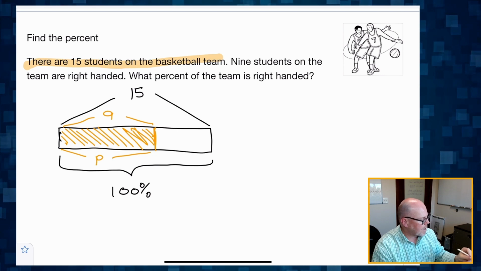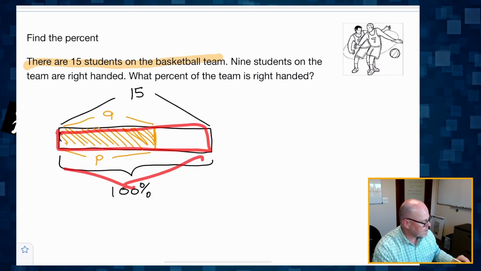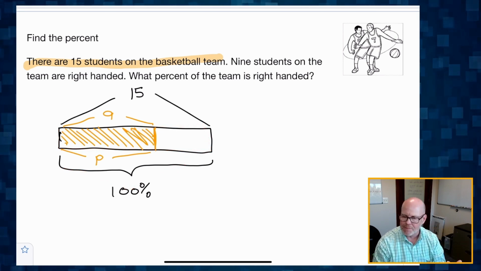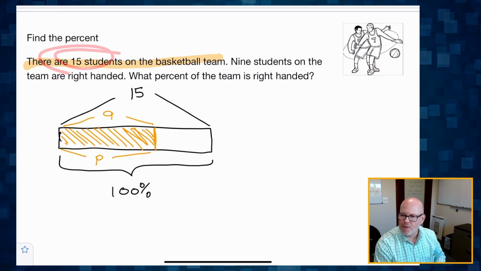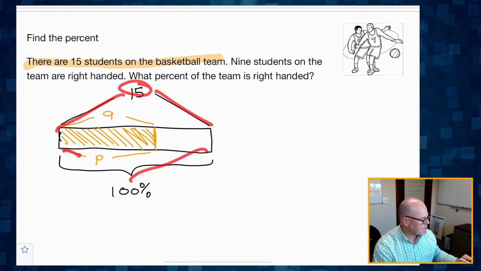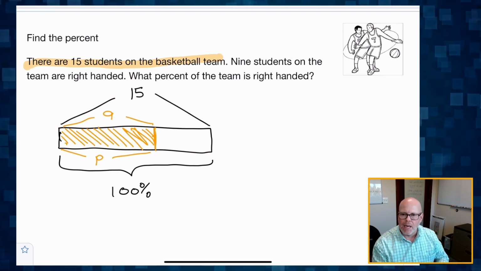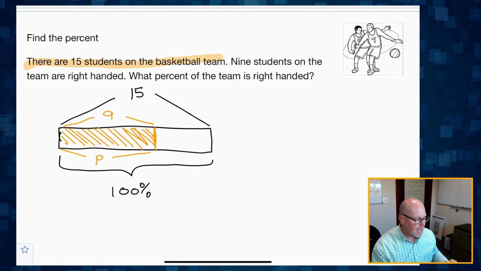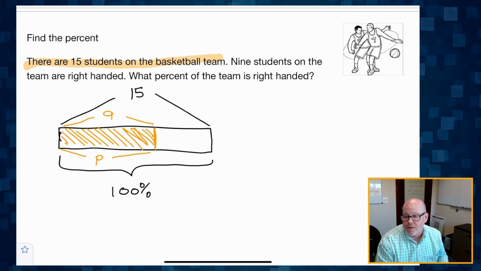We begin by drawing that entire tape diagram representing 100%. And then we go back and we read the problem multiple times, filling in the rest of the picture. There are 15 students on the basketball team. That represents the entire team, so that goes together with that 100%. And then 9 students is only a portion of that tape, and we don't know what percent that represents. So I'm going to use the letter P for percent.